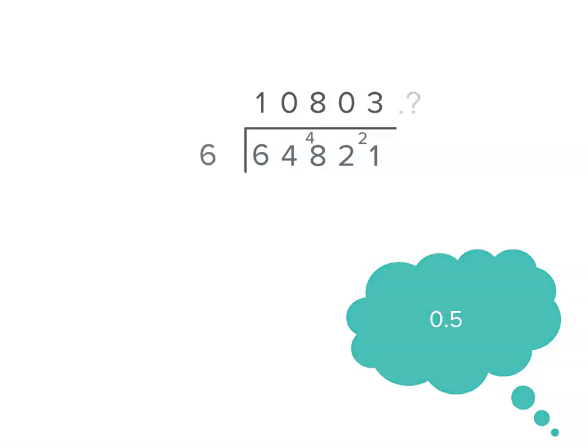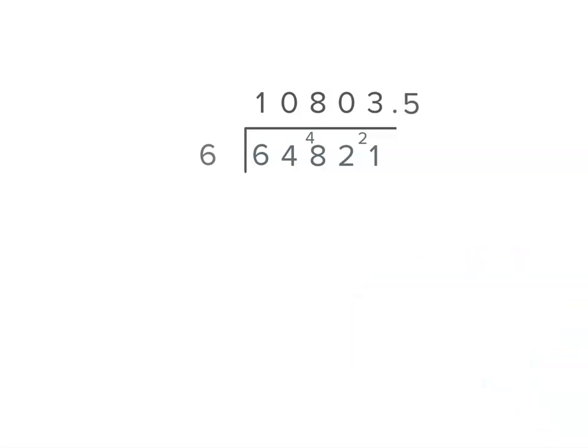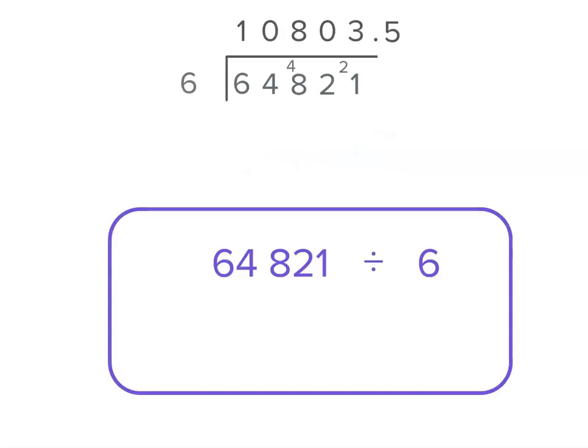We're going to have 10,803.5. So when we look at that problem now, 64,821 divided by 6 is equal to 10,803.5 in decimal form.